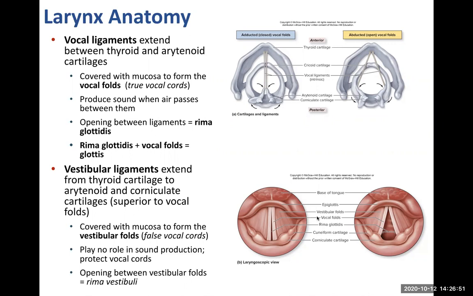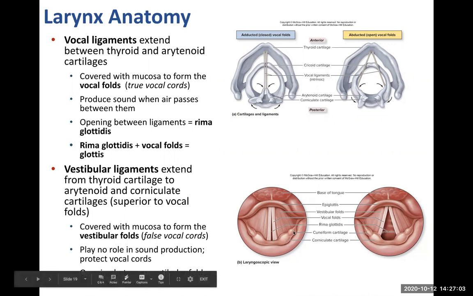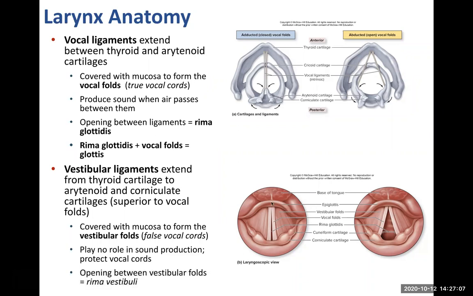So, but anyway, going back to this slide. So here are the true vocal cords right here. Here are the false vocal cords, or the vestibular folds, right? Here you can see the corniculate cartilage and the cuneiform cartilage. And then here you can see the epiglottis. So this is just to kind of give you that vantage point.